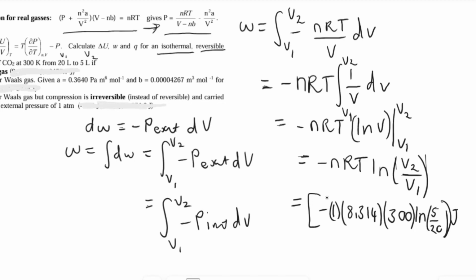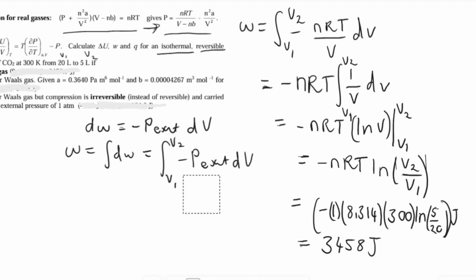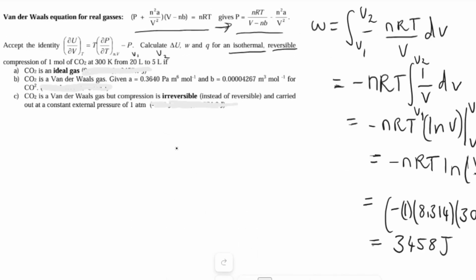Okay, and then we put this in your calculator. What do we get? We get 3,458 joules as our final answer. Okay, and that is for work. How will we then calculate heat? This is how we calculate heat. We say the delta U, the change in internal energy, is the same as heat plus work, or work plus heat, any way you would like to write it.